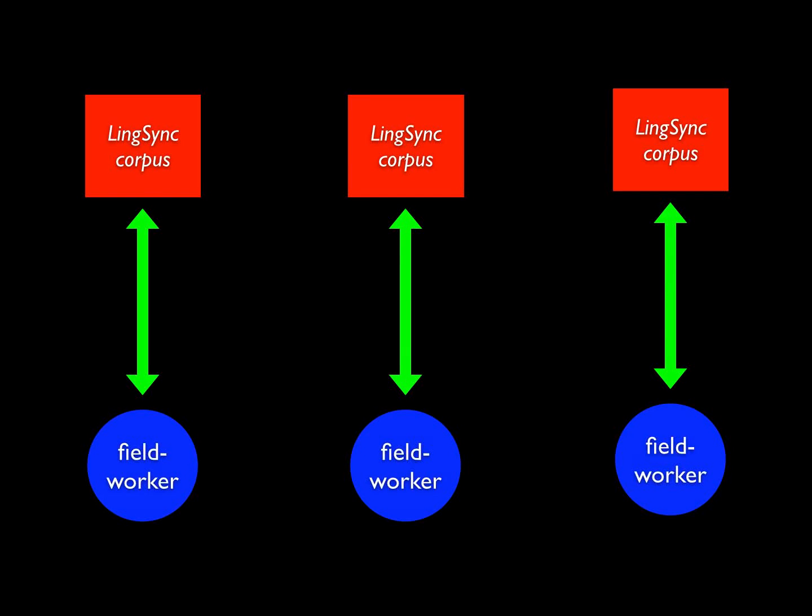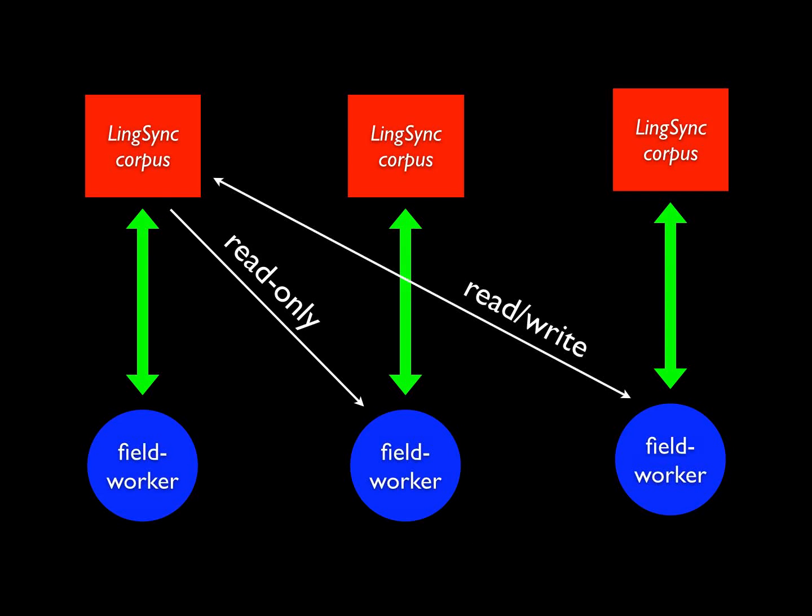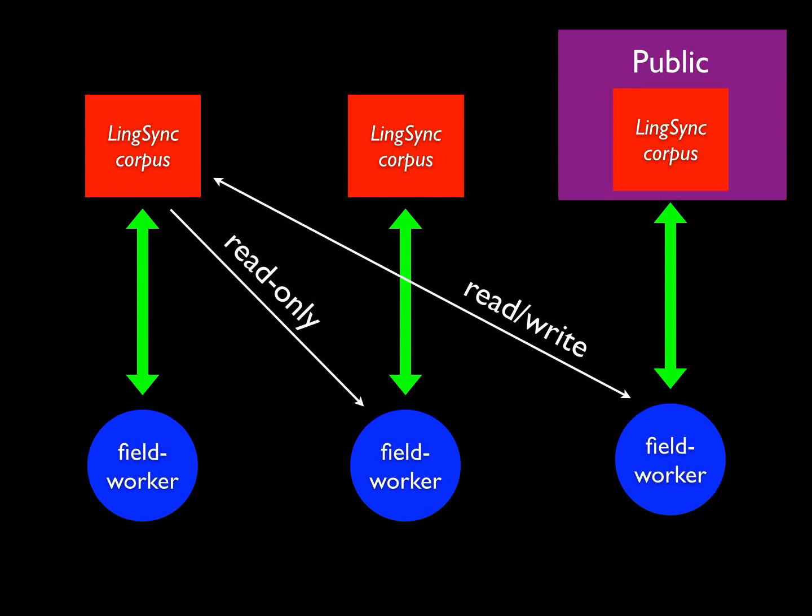Here's an overview of how LingSync works. Using LingSync, a fieldworker can create a corpus to house their data. Then other fieldworkers can create corpora for their data. A fieldworker may then grant access at various levels to his or her corpus. For example, she may grant read-only access to certain users, read-write access to other users, administrator access to others, and no access to everyone else. A fieldworker may also specify that her LingSync corpus be made public, so everyone can see it. It is also possible to encrypt parts of your data, for when more fine-grained privacy is needed.